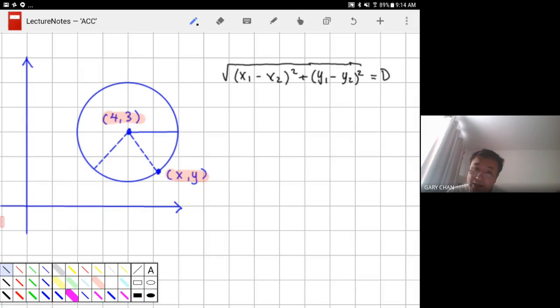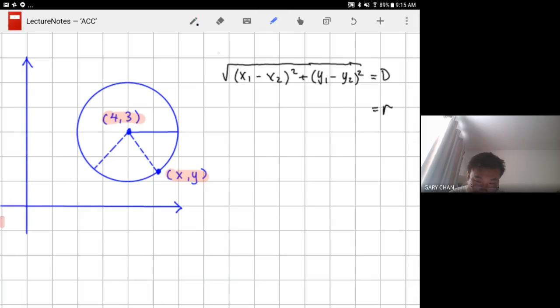Right now, the distance between x comma y and 4, 3 is referred to as, the word I'm fishing for starts with the letter R. We don't call it a distance. We call it something that starts with the letter R. Radius. That's a radius. So I'm going to replace D with the letter R. So the distance between the center and some random point on the circle is R, okay?